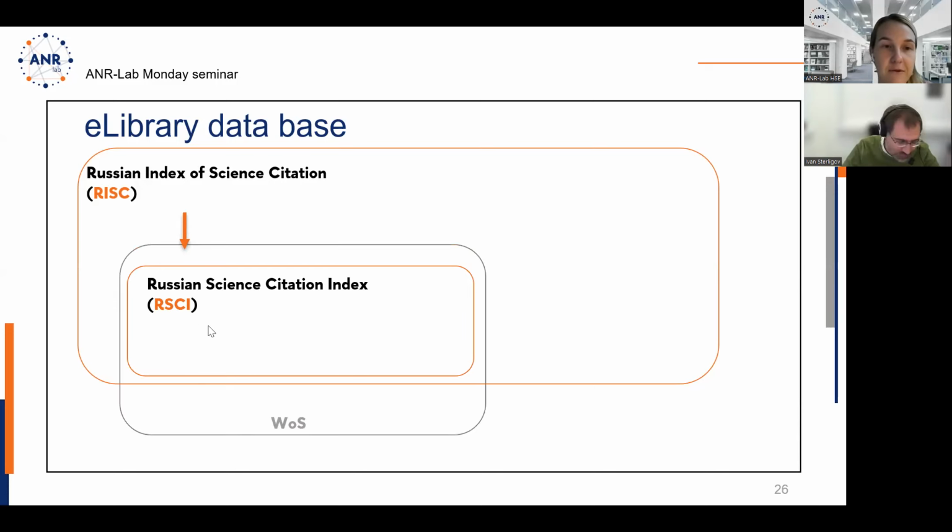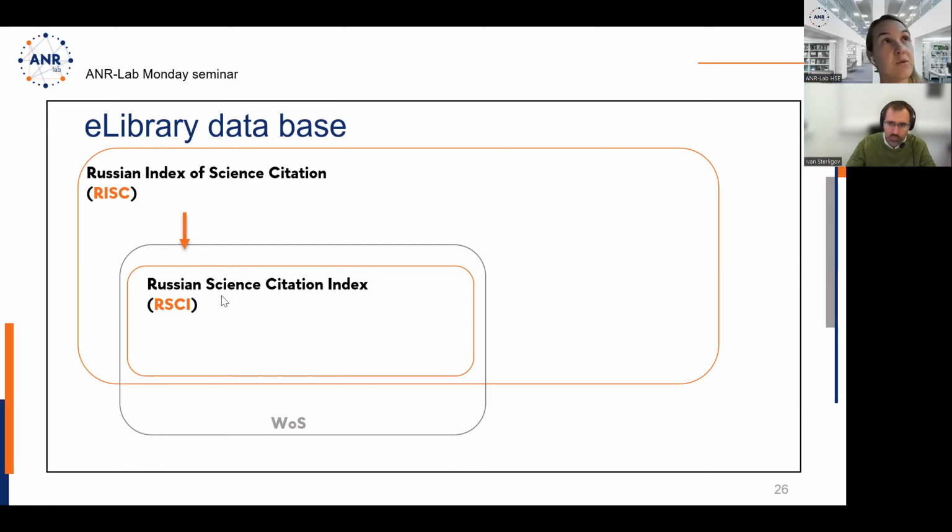Then, if we compare this to the Web of Science database, we would say that it partly overlaps with Web of Science, but of course not fully. Of course, there are many more publications, but it is supposed that all the publications published in Web of Science by Russian authors are indexed by eLibrary. They are included into eLibrary.